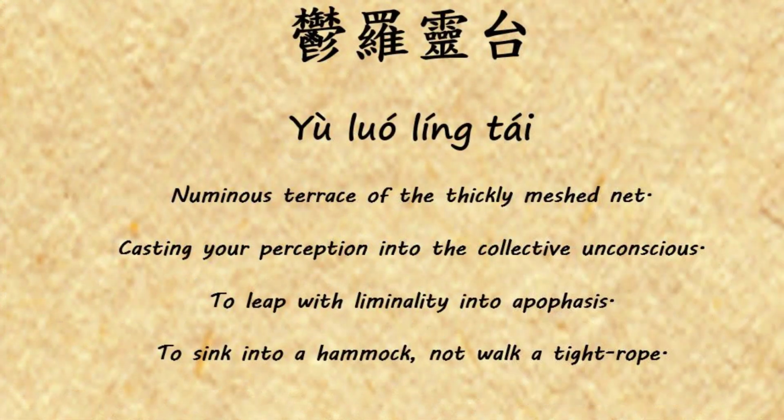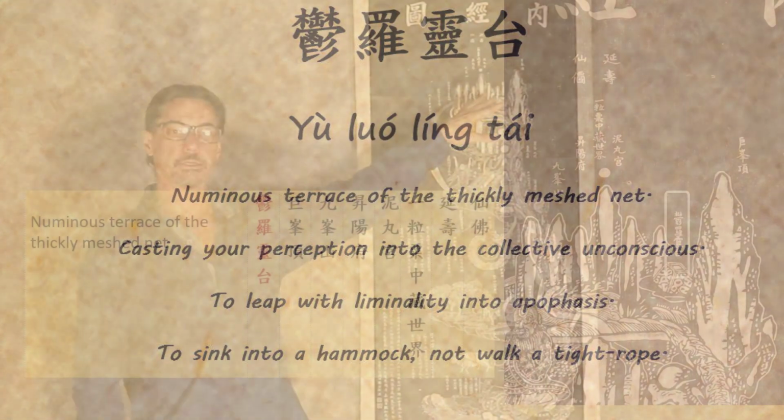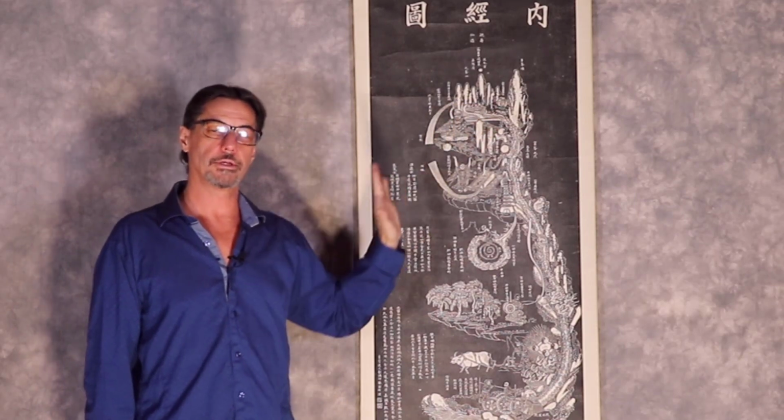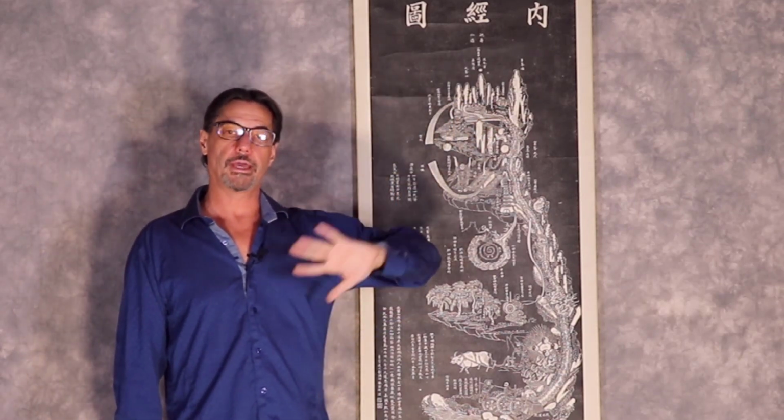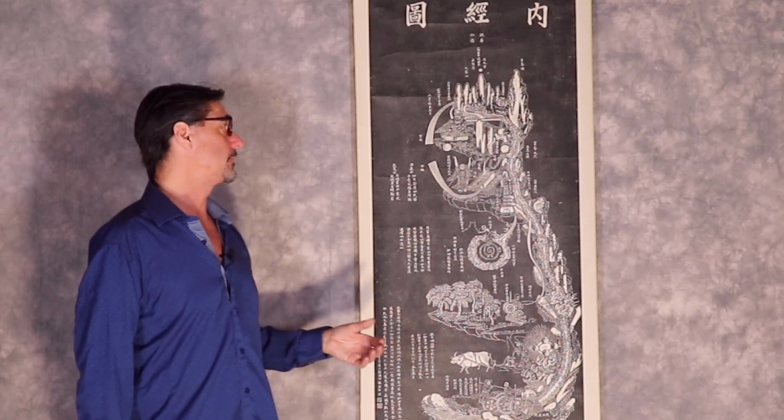So the next one here, sitting over this interesting little object here, is in Chinese Yu Luo Ling Tai, and this is often translated as the thickly meshed net that we cast off the terrace, or kind of point of vista, almost like a balcony, that we cast into the numinous. Now, numinous, if you're not familiar with that term, kind of means something that you can't actually know, but is implied through the nature of creation itself.